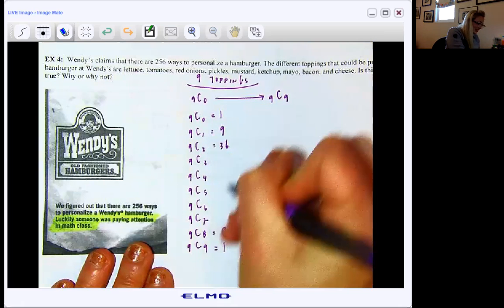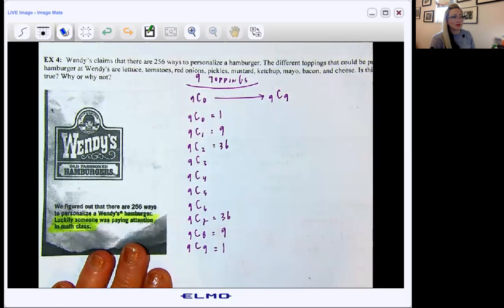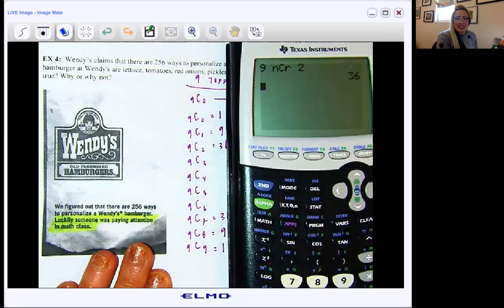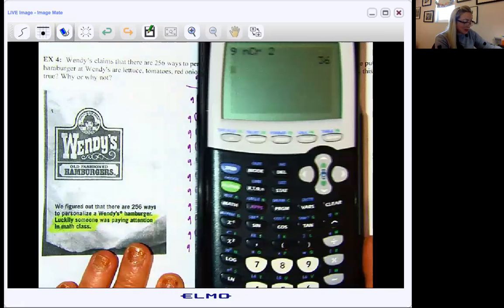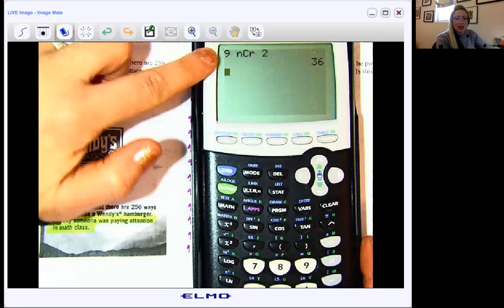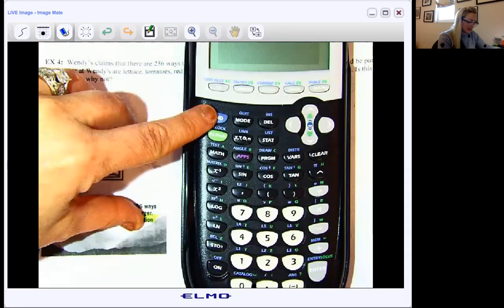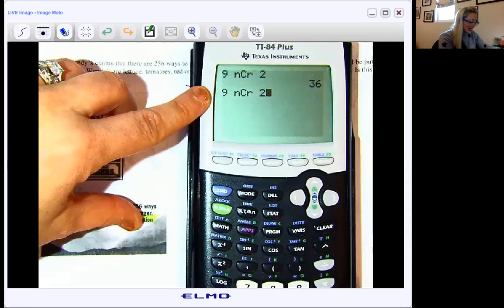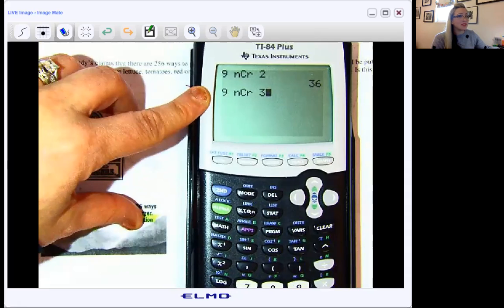But that's going to be the same as 9 choose 7, also 36. Okay, one other thing I can do that goes faster in my calculator is I can retrieve my previous function that I have right here. So I can hit second and enter. So these two together, second enter, and it pulls up what I previously typed in, and then I can just type over it. So it can save you a little bit of time.